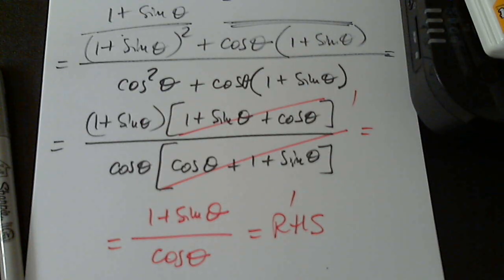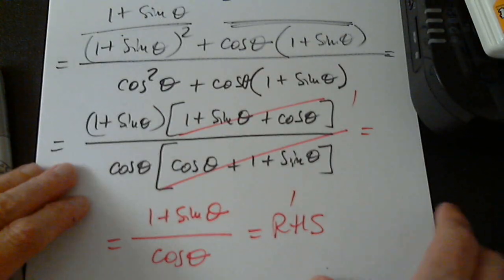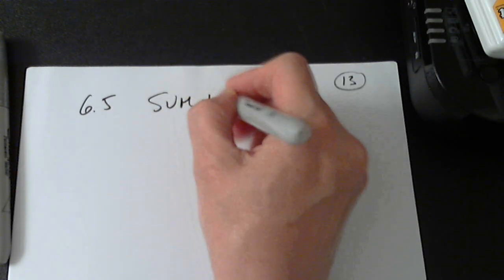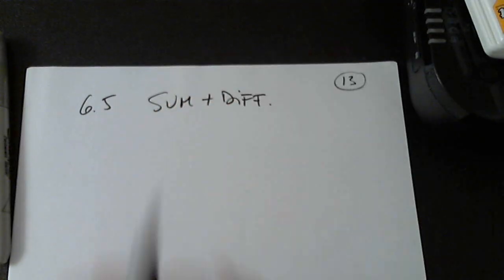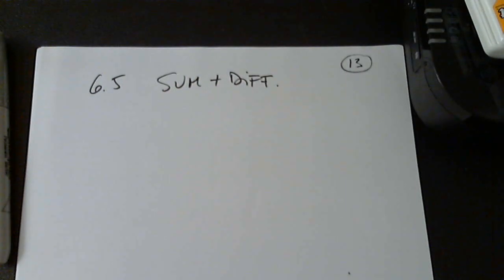Okay, so this section 6.5 deals with sum and difference formulas. Of course, more identities. So hold on to your seats. There is a lot more. Okay. So 6.5, sum plus difference.